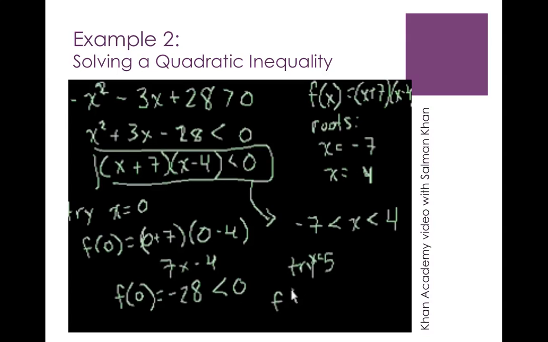Well then f of 5 would be 12 times 1, right, which equals 12. F of 5 is 12. Is that less than 0? No. So that wouldn't have worked. So once again, that gives us confidence that we got the right interval.